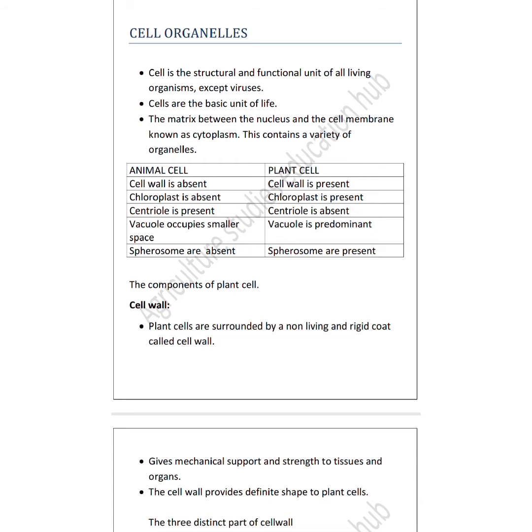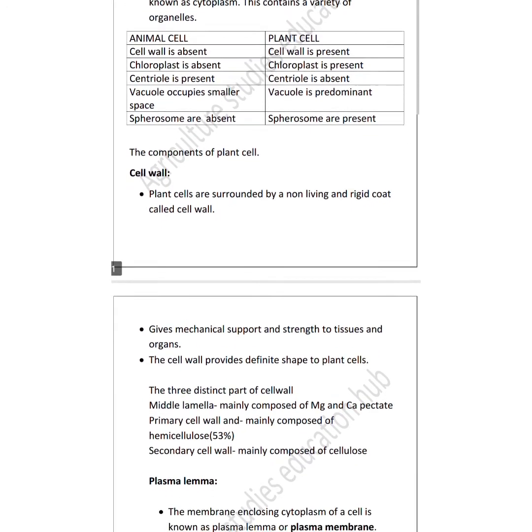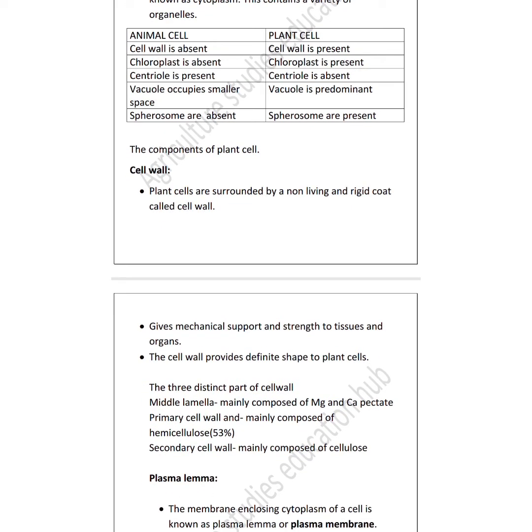Actually, cell wall is absent in animal cell and cell wall is present in plant cell. Chloroplast is absent in animal cell and chloroplast is present in plant cell. Centriole is present in animal cell and centriole is absent in plant cell. Vacuole occupies only smaller space in animal cell and vacuole is predominant in plant cell. Spirosomes are absent in animal cell and spirosomes are present in plant cell. Due to chloroplast present in plant cell, that's why the leaves appear green in color.